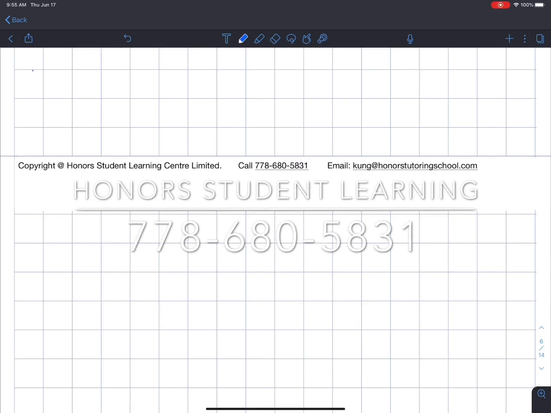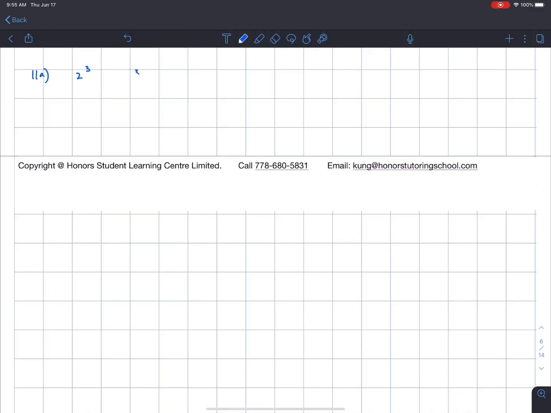Question 11, 11a. We have 2 to the power 3 and 3 squared. We're just comparing which one's bigger, which one's smaller. So 2 to the power 3 is 8, because 2 times 2 times 2 is 8. And 3 squared will just be 9, and obviously 8 is less than 9. So that will be the answer.